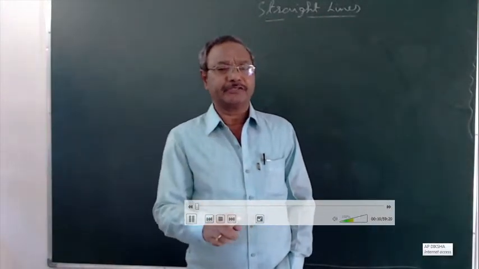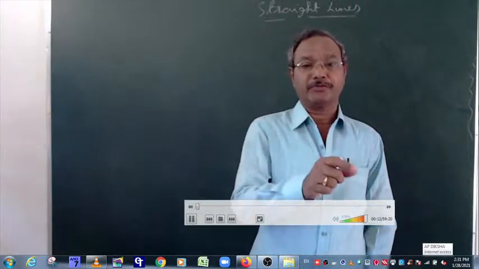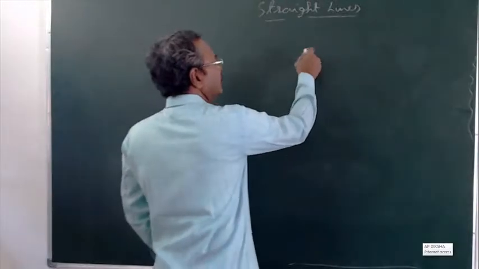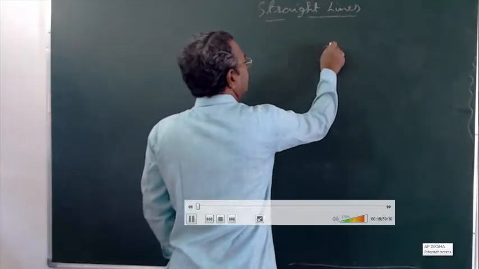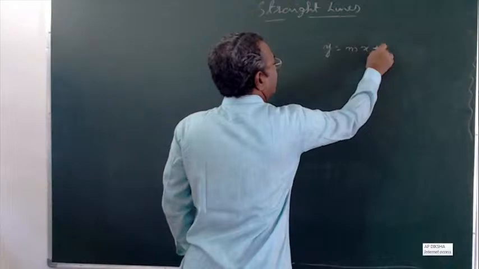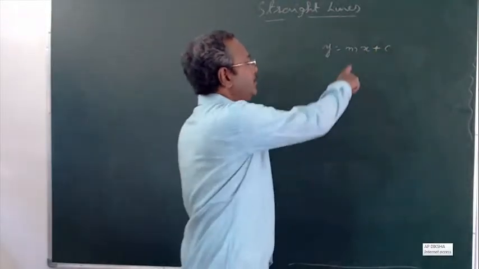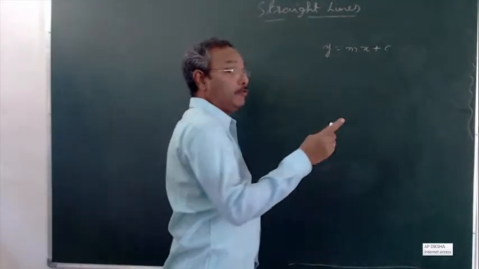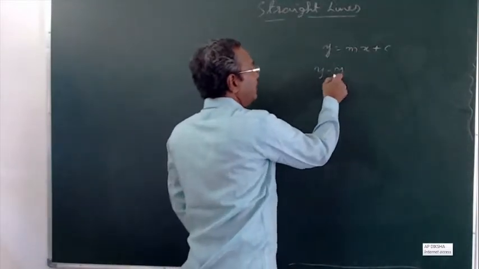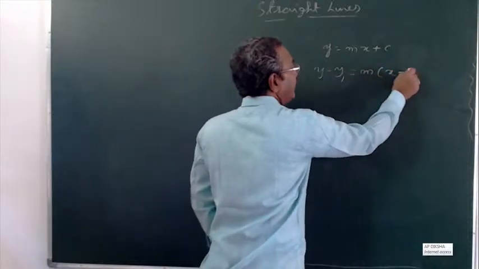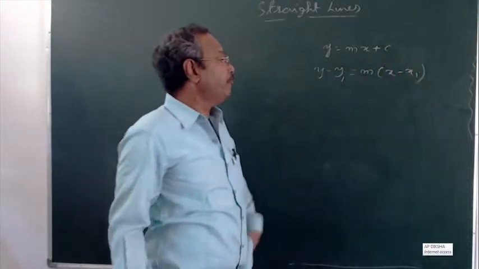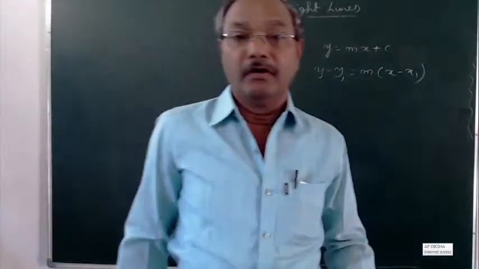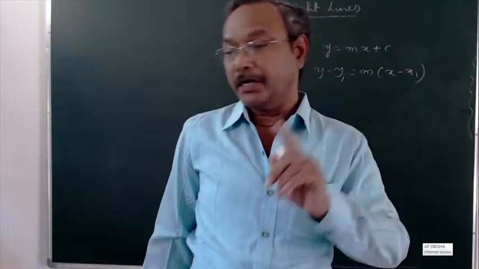So in the last class, we have discussed various forms of the equation of a straight line, namely the slope-intercept form, that is, y is equal to mx plus c, where m is the slope of the straight line and c is the y-intercept. And then the point-slope form, that is y minus y1 is equal to m into x minus x1, where m is the slope of the straight line and (x1, y1) is a point on the straight line.